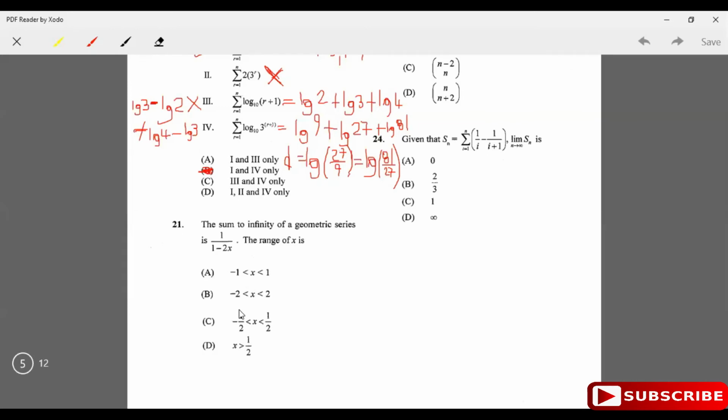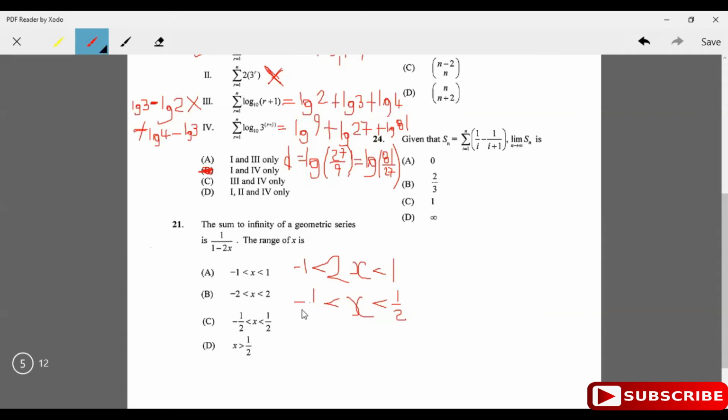I was just asking a different question. But all right, let's not waste time. From this, the common ratio 2x must be between 1 and negative 1. Very good. And so x is between a half and negative a half.